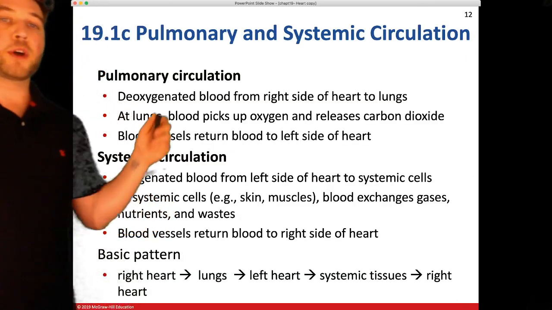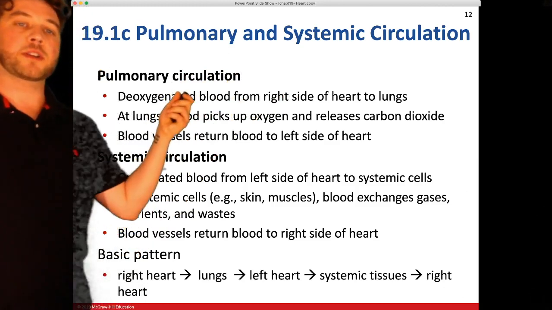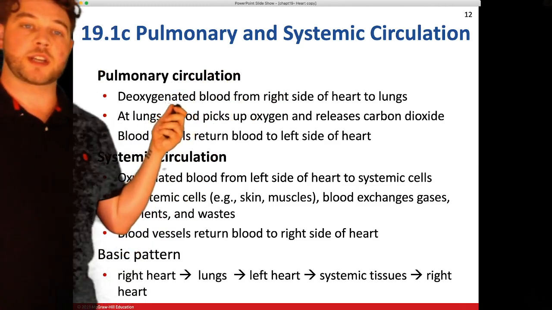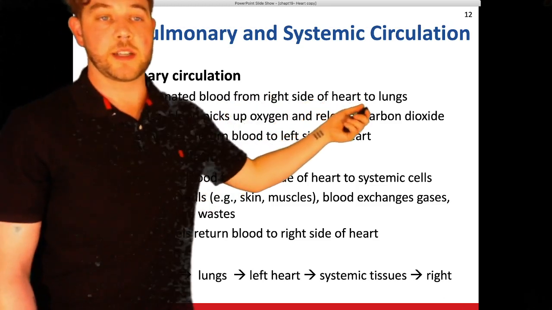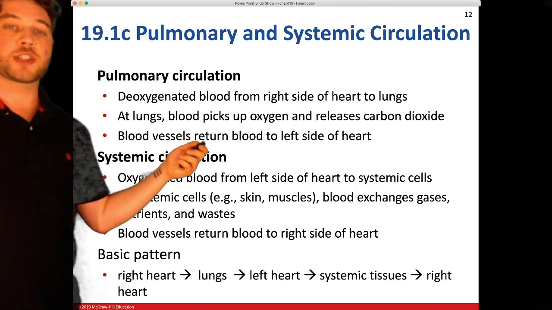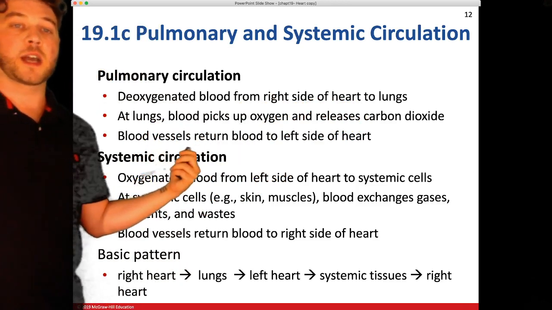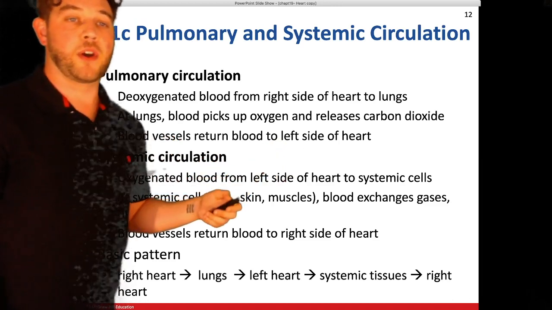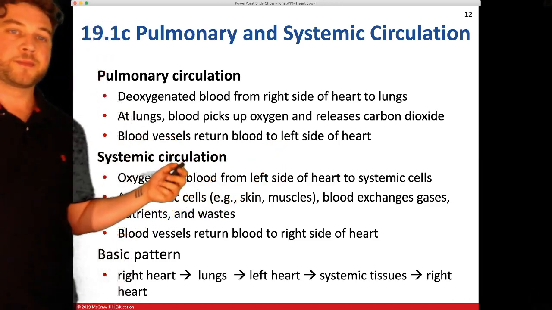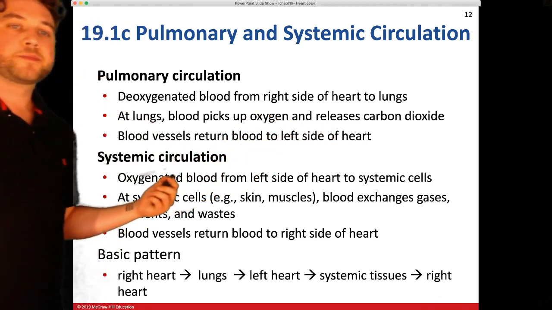Okay, looking at pulmonary and systemic circulation. So we have two different circulatory routes. You have your pulmonary circulation, which is carrying deoxygenated blood from the right side of the heart to the lungs. At the lungs, it picks up oxygen and releases carbon dioxide. And then you have your pulmonary veins bringing oxygenated blood to the left side of the heart. By the way, you don't get rid of all of your carbon dioxide. You get rid of most of it, but not all of it.